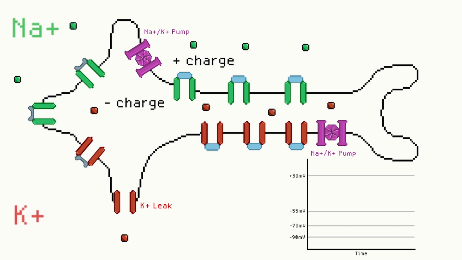What I want you to take away from all of this is that the sum of all these parts maintains an average voltage of the neuron at around minus 70 millivolts. This is what's called the resting membrane potential. A change in the concentration of either ion will cause the voltage of the neuron to change. And when we have a change in voltage, that's when things get interesting.